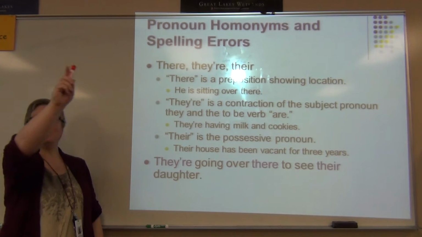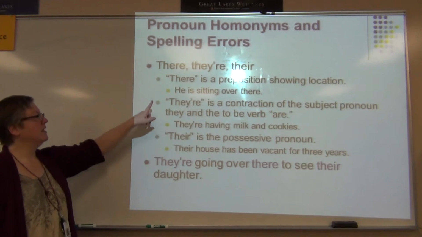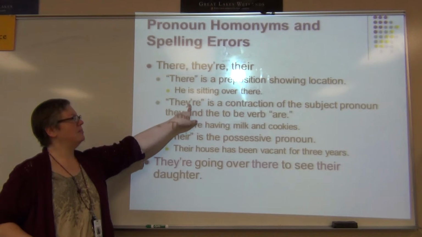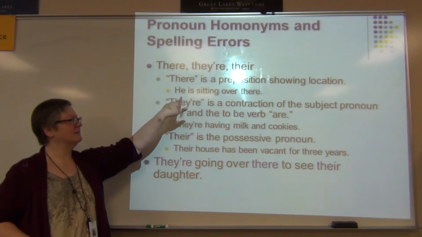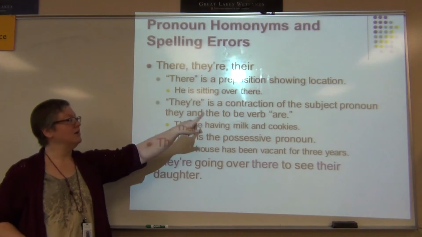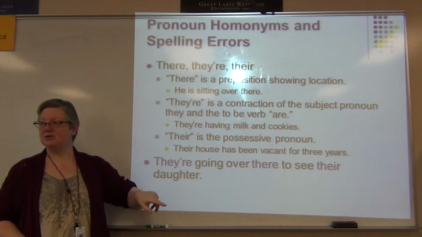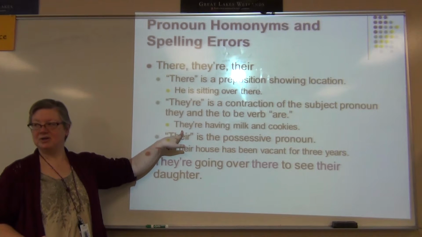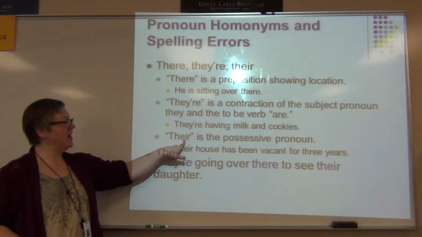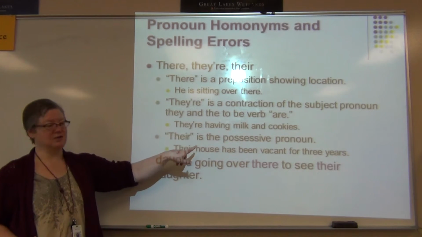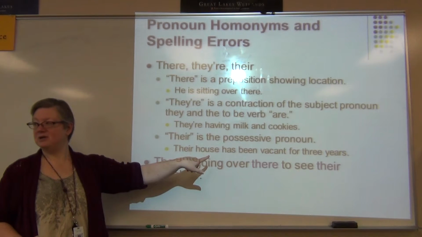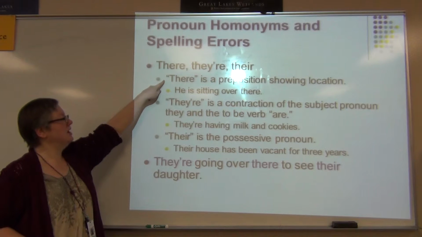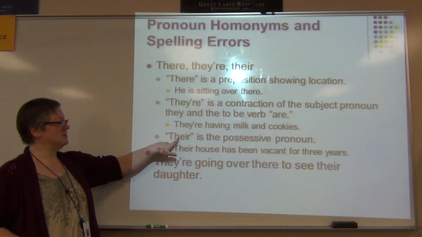He is sitting over there. Okay? T-H-E-Y apostrophe R-E, they're, is a contraction. They are. So they are having milk and cookies. They're having milk and cookies. And then T-H-E-I-R is the possessive pronoun, so it shows that they own something. Their house has been vacant for 3 years. Okay? So location, subject, verb, possession.